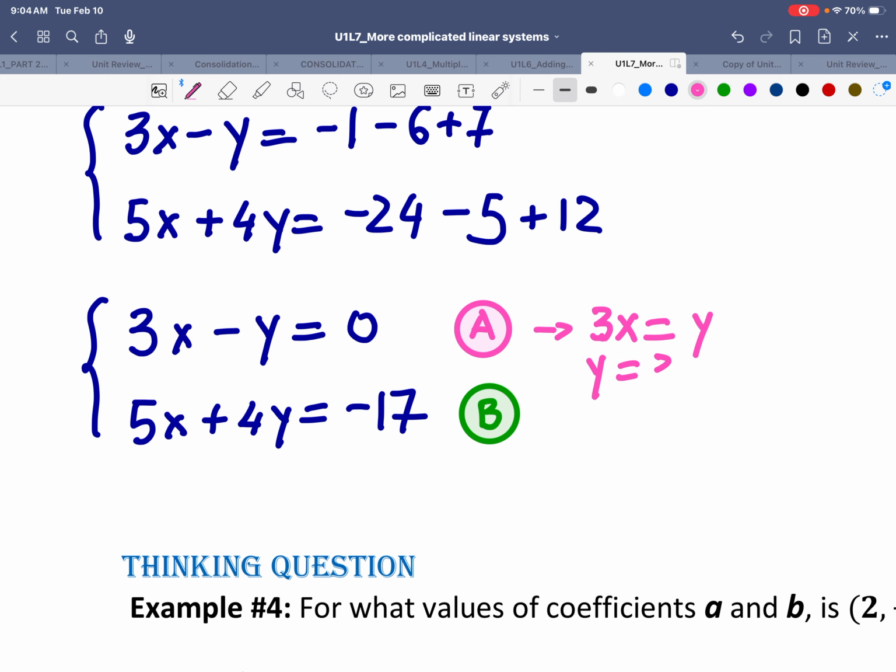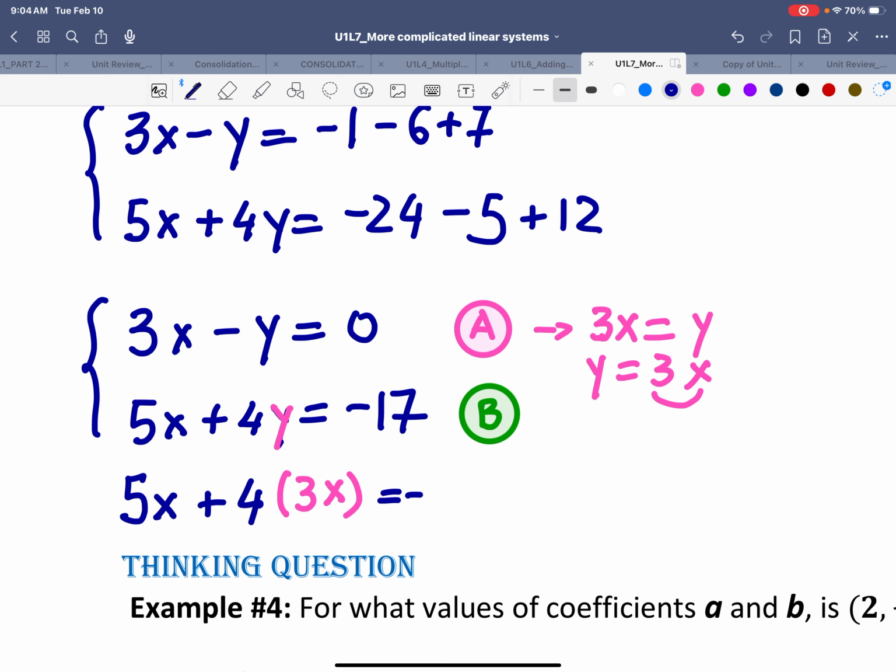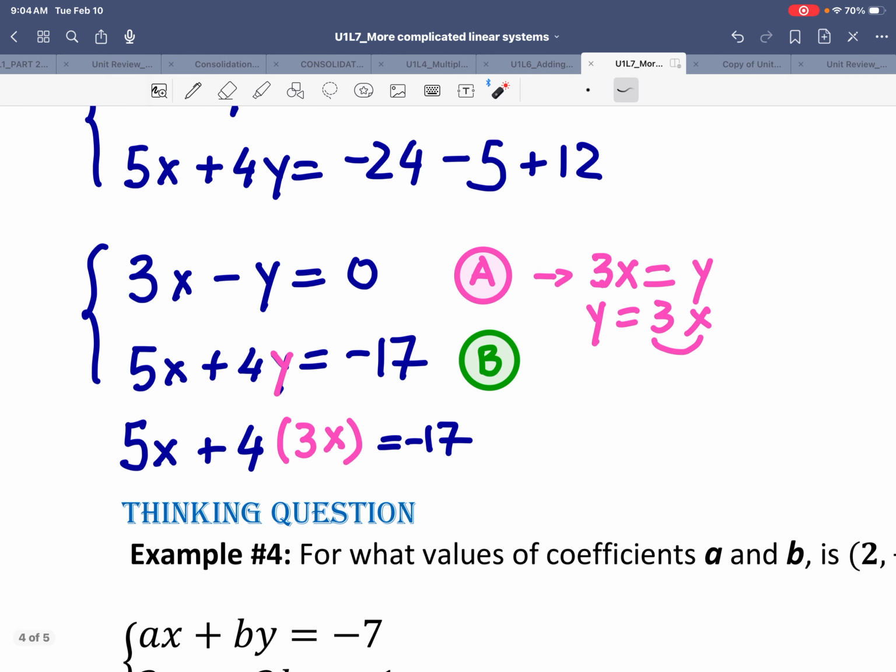And we're going to take this y value from the first equation, substitute it into the second, because at the point of intersection, the y values will be the same. So in the second equation right here, we're going to start off with 5x plus 4. Instead of y, we're going to write the equivalent of it, which is 3x, and then equals -17. Solve the equation for x.